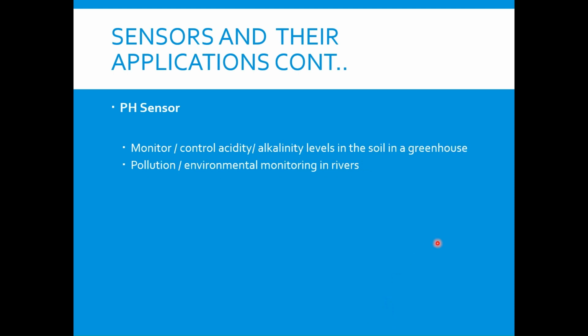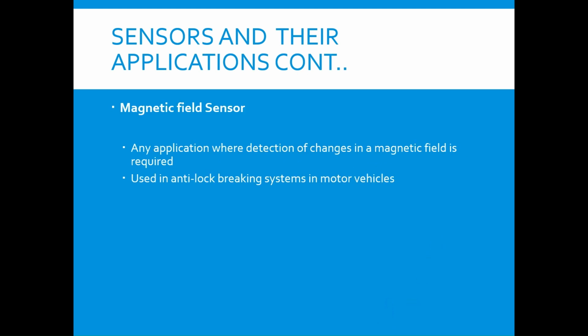pH sensor. Monitor control acidity alkalinity levels in the soil in a greenhouse. Pollution or environmental monitoring in rivers. Magnetic field sensor. Any application where detection of changes in a magnetic field is required, used in anti-lock braking system in motor vehicles.